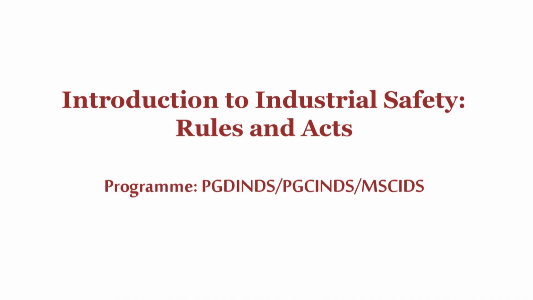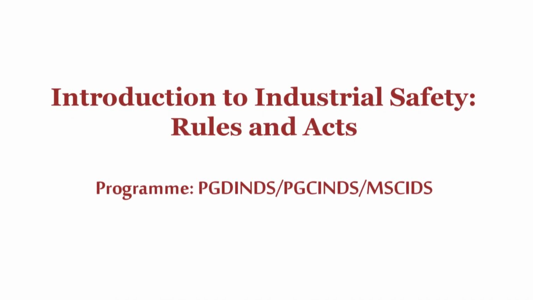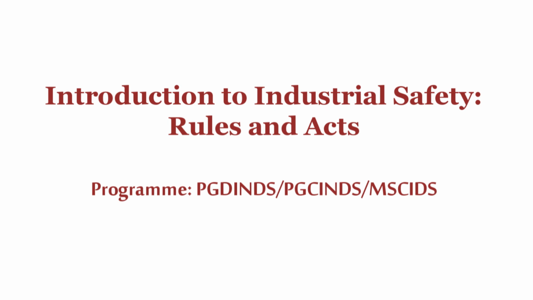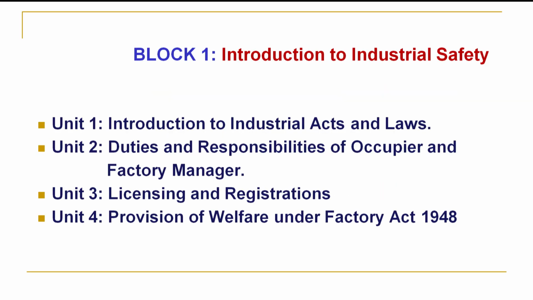Today we are going to discuss the basics and introduction about the course called Industrial Safety Rules and Acts. This course is included in the PG Diploma in Industrial Safety, PG Certificate in Industrial Safety and Master of Science in Industrial Safety. Before entering the course, we should know what industrial safety is, what the importance of industrial safety is, how it is placed in the industry, and what the benefits are if industrial safety is ensured in the industry.